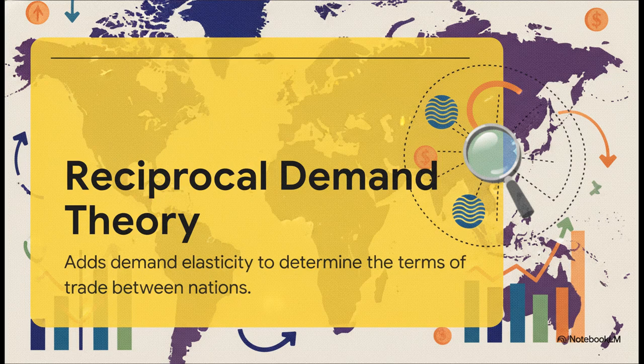Then John Stuart Mill adds another absolutely crucial piece to the puzzle with reciprocal demand theory. Mill points out that efficiency and production costs aren't the only things dictating trade, right? He adds demand elasticity into the equation, basically asking how sensitive are buyers to changes in price, because that determines the actual terms of trade between nations.